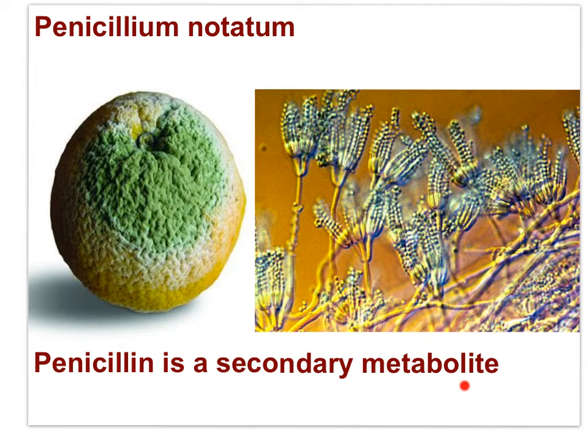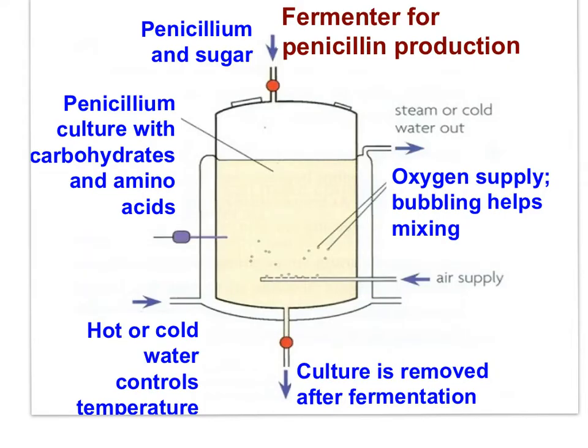Penicillin is a secondary metabolite made by the mold Penicillium notatum. Penicillium notatum is seen here growing on the orange skin in the image on the left, and here in the micrograph on the right. Here is a deep tank penicillin fermenter. Notice the input of Penicillium notatum and sugar. Notice the oxygen supply. Penicillin fermentation is aerobic. Notice the control of temperature to maintain an optimal environment for the growth of penicillium, and the product is ultimately extracted, then the tank is cleaned to be ready for another batch.